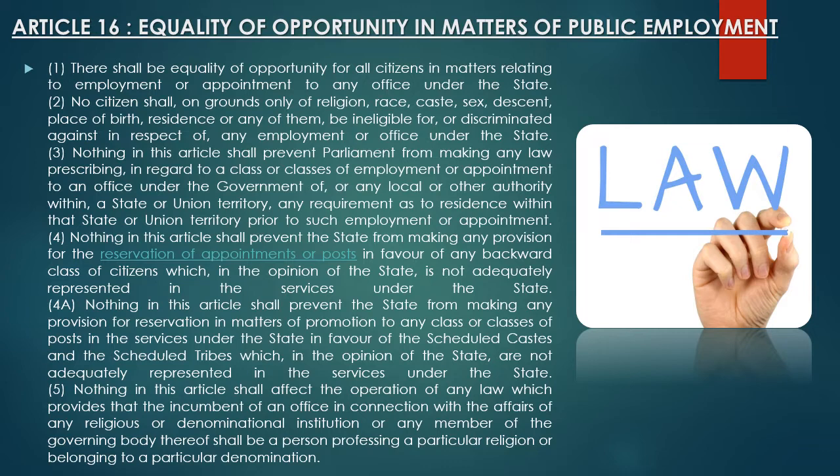Nothing in this article shall affect the operation of any law which provides that the incumbent of an office in connection with the affairs of any religious or denominational institution or any member of the governing body thereof shall be a person professing a particular religion or belonging to a particular denomination.